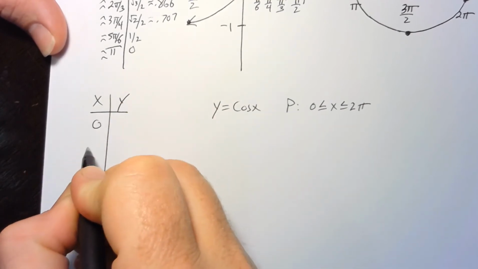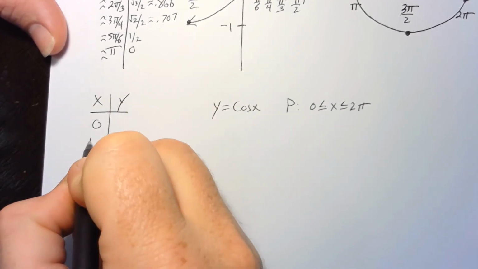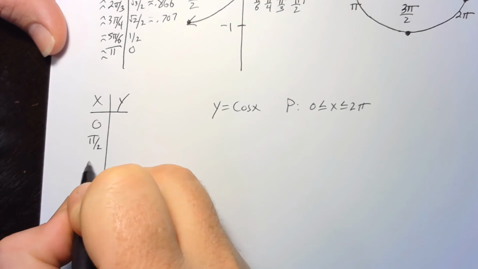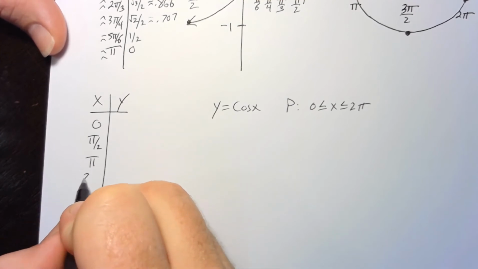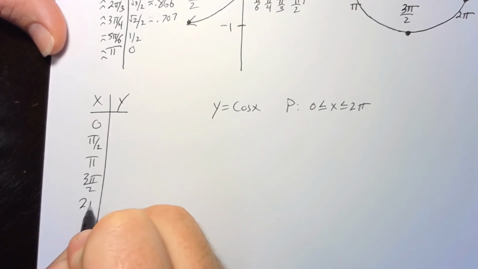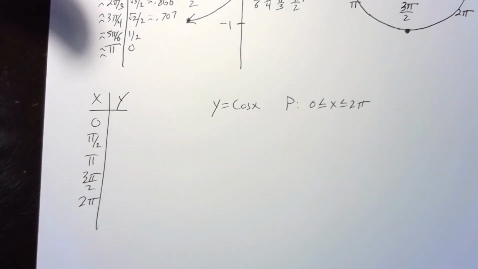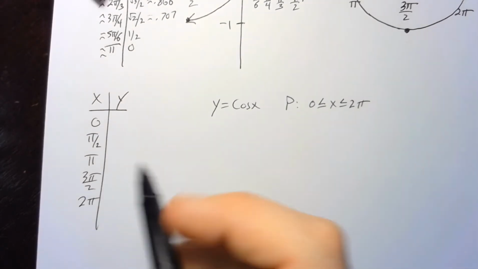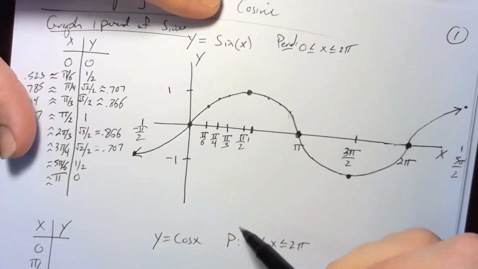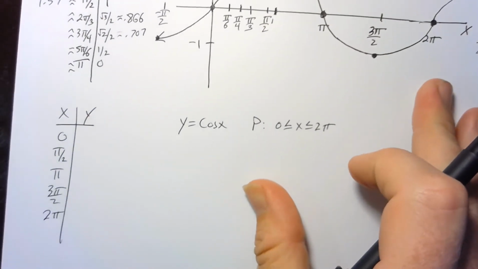You can have 0, you can have the other three values, and then you can have pi over 2. Then you can hit pi, then you can hit 3 pi over 2, and then you can hit 2 pi. Again, these are the main 5 points that you need to feel comfortable with. If we can get these 5 points down for sine and cosine, then more or less all the other information makes sense.